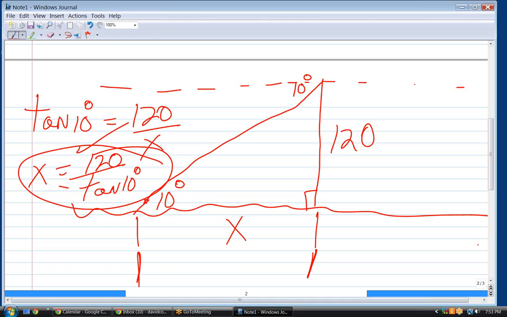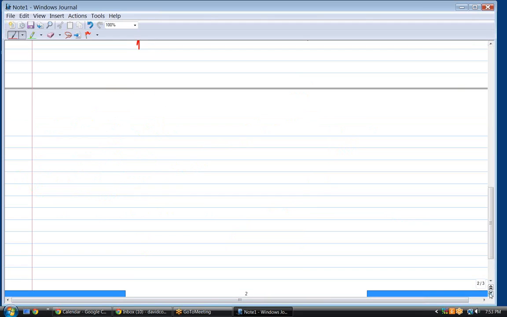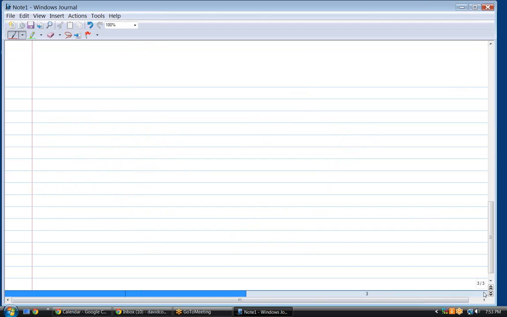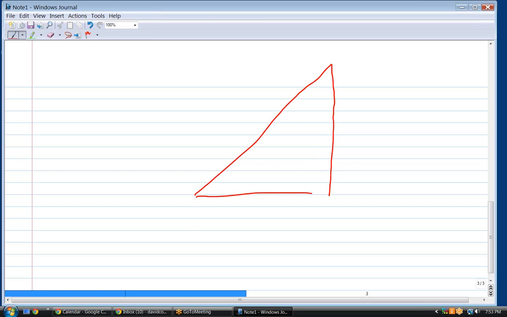What else? Another word problem there. A wire stretches from the top of a vertical pole to a point on the level ground 16 feet from the base of the pole. If the wire makes an angle of 62 degrees with the ground, find the height of the pole and the length of the wire.